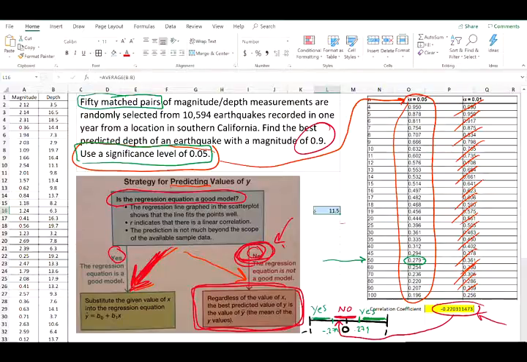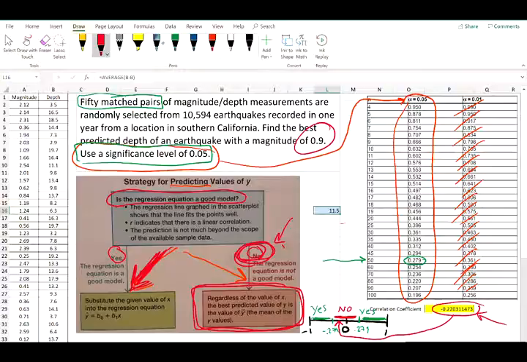The only reason we're using the average of the y values is because the correlation coefficient is too small. The absolute value of the correlation coefficient is smaller than the absolute value of the critical value, or it's between plus and minus 0.279. All right, so that does it for this problem.